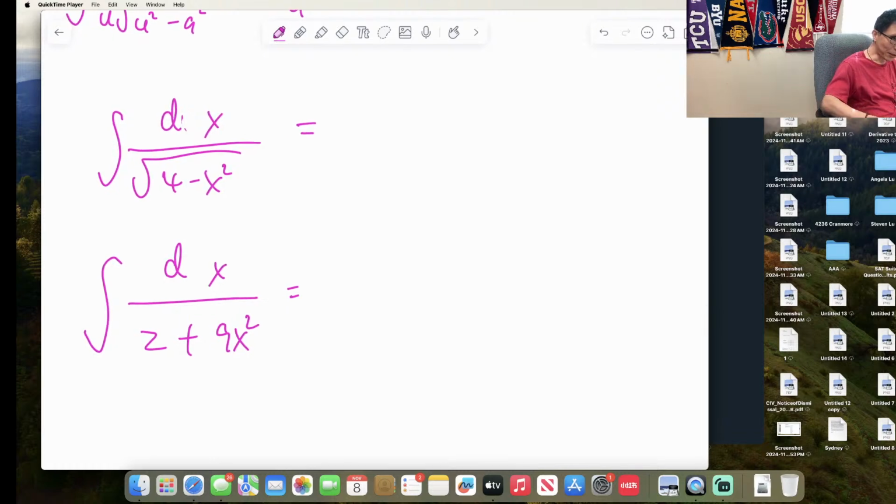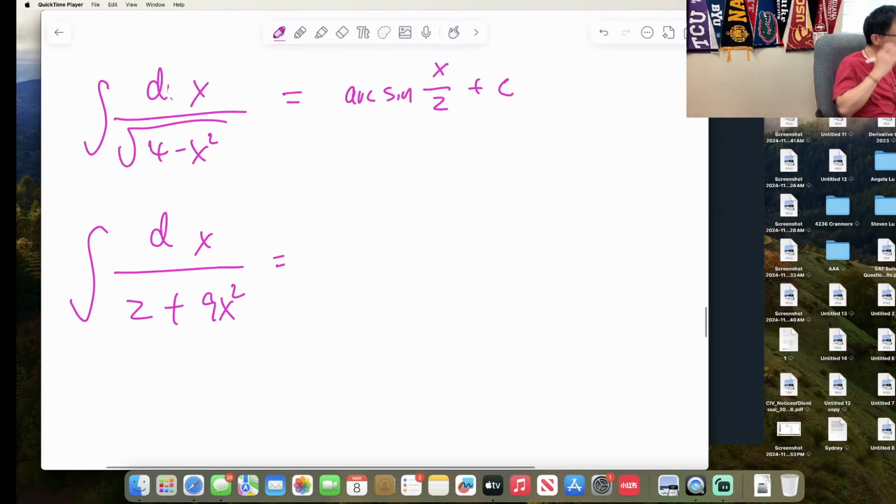So the first one should be easy. The first one is arcsine of x over 2 plus c. Is that okay? Students should now be back from A lunch. Very, very easy. But the problem is, a lot of people ignore the small steps, and I'm going to talk about a small step. That's why I think a lot of people mess up. The small step is this.